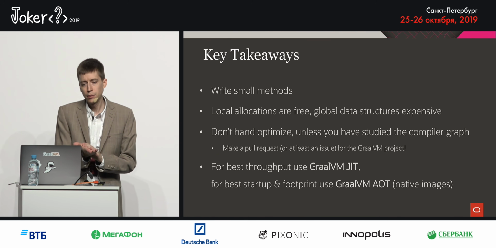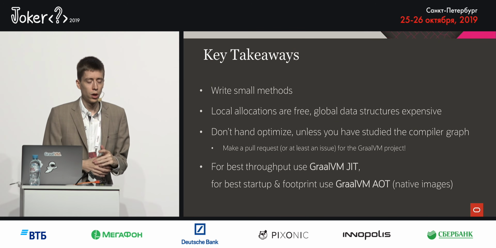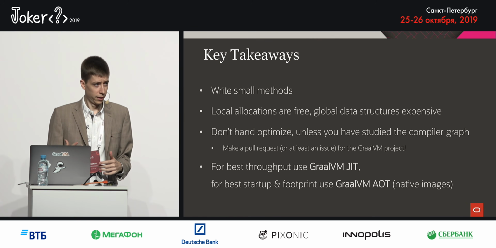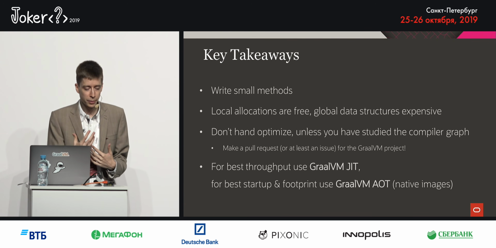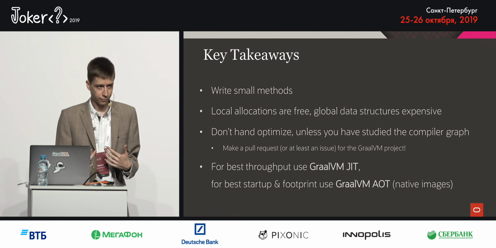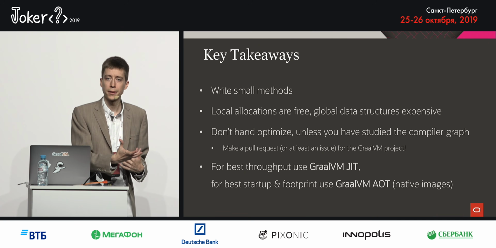The second general performance tip is local allocations are free, global data structures are expensive. If you have an allocation that's only used locally, it can be completely free, with no performance overhead. It can actually be better to have it, because it's always better for the compiler to know that a certain value is only thread local. And if you store something into a locally allocated object, the compiler knows that.